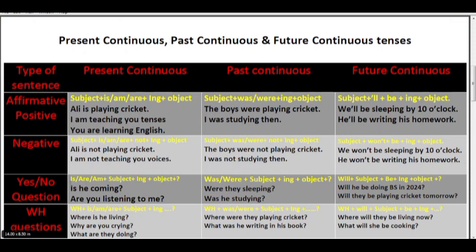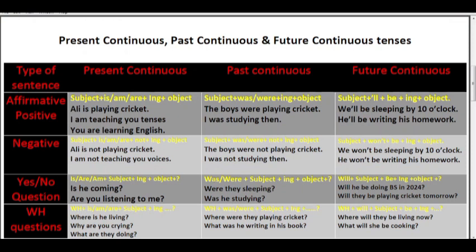Now for making yes-no questions, we bring the helping verbs to the start of the sentence. Here in present continuous, we bring is, am, are to the start of the sentence, then subject, then the ing form, and then the object. For example, is he coming? Yes, he is. Are you listening to me? Yes, we are, or no, we aren't.